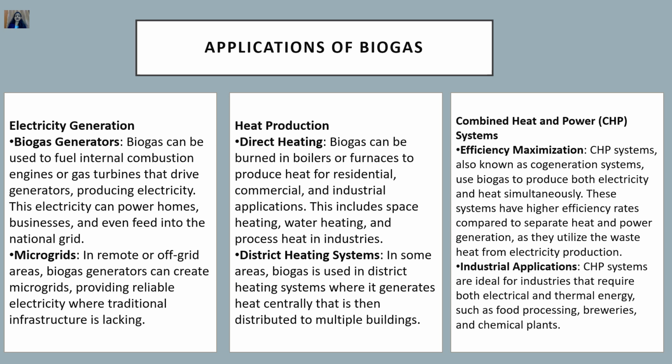It is also known as the cogeneration system. It uses biogas to produce both electricity and heat simultaneously, which we saw in the other two applications, that is electricity generation and heat production. These both can be included in the combined heat and power system. This efficiency maximization includes the production of both electricity and heat simultaneously. These systems have a higher efficiency rate compared to separate heat and power generation because they save energy, and they utilize the waste heat along with the electricity production.